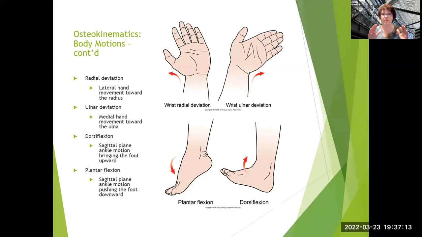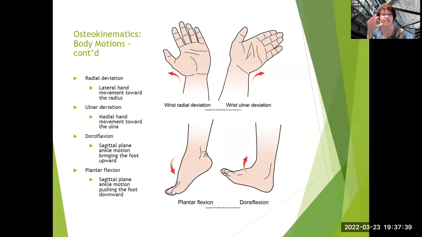So once you get out of anatomical position, it starts to get funny. So anatomical position is always our reference point. For the ankle, dorsiflexion is sagittal plane ankle motion, bringing the foot upwards, and the top of the foot is called the dorsal surface or the dorsum of the foot. So dorsiflexion goes towards the dorsum of the foot.